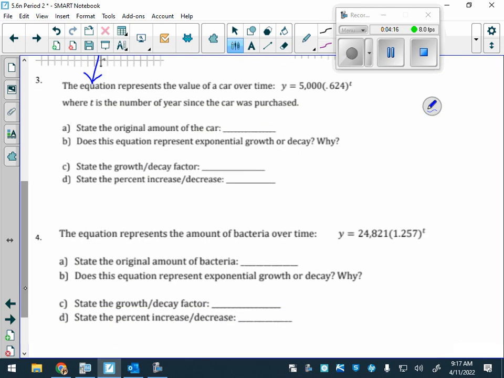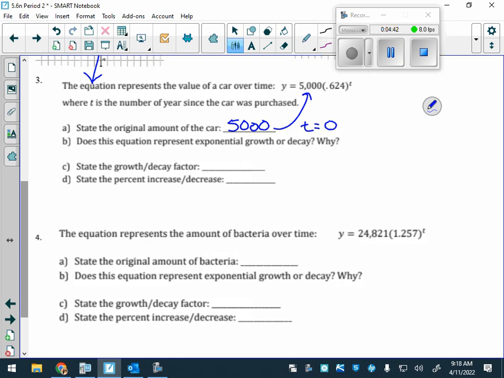Now we have our word problems. Okay. The equation represents the value of a car over time. Okay, 5,000 times 0.624 to the t, where t is the number of years since the car was purchased. What is the original amount of the car, Pearson? 5,000. Good. Anytime, it would always be this value, or if you needed to do t equals 0.